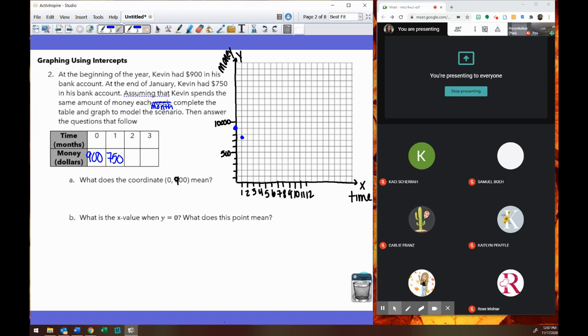So if we need to fill in the rest of the table, we just need to figure out what your rate of change is. So try to see if you can figure out how much money is going to be in his account after 2 months and after 3 months.